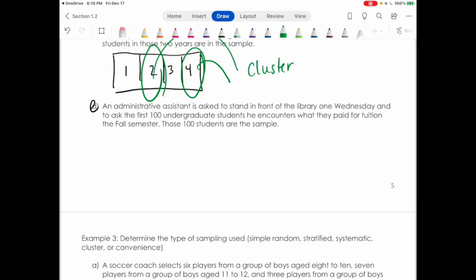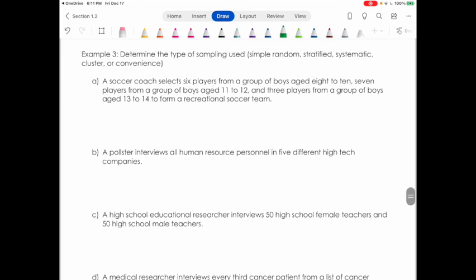Okay, part E. An administrative assistant is asked to stand in front of the library one Wednesday and to ask for the first 100 undergraduate students he encounters what they paid for tuition for fall semester. Those 100 students are put in the sample. This is definitely convenience. Right? He's doing what's convenient and not necessarily the best way to pick the students that go in the sample.